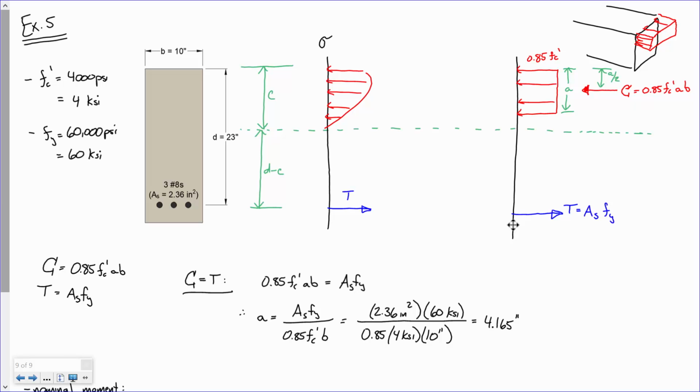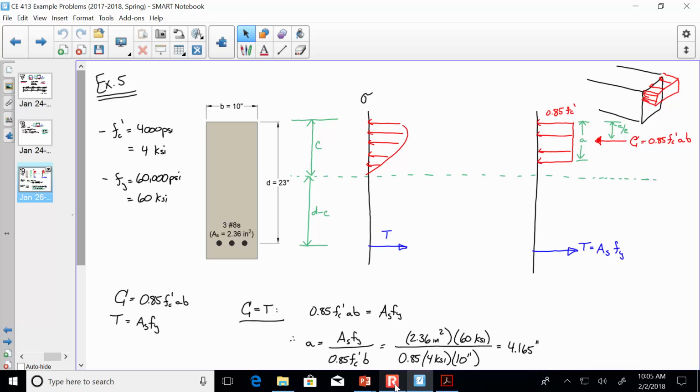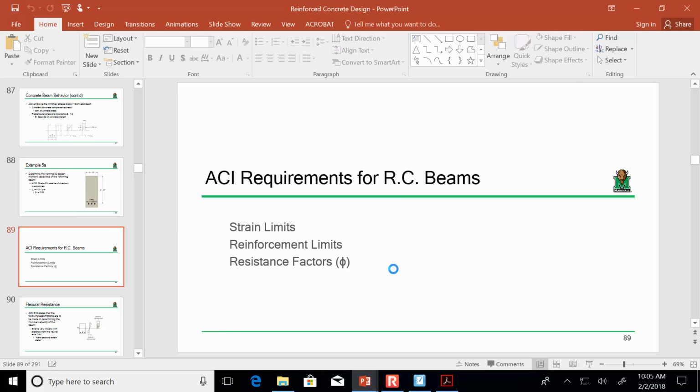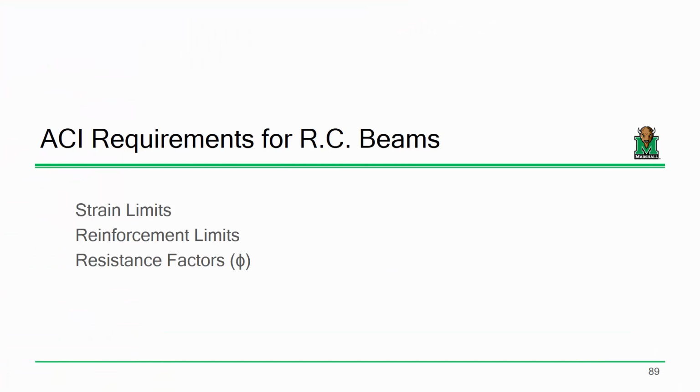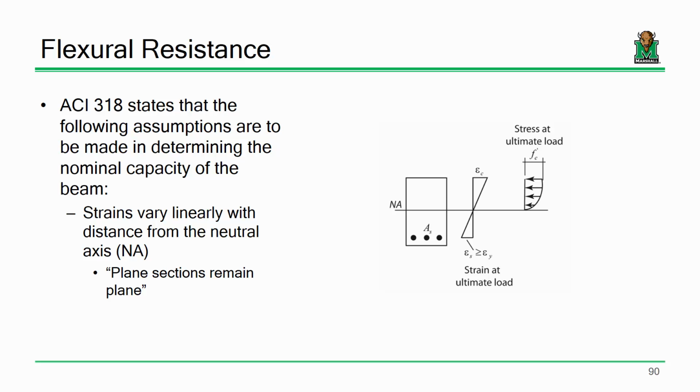Okay, so what I want to do is take a step back. I want to talk a little bit about some specific ACI provisions. I do this on purpose. I don't like to just throw it all at you all at once. I like to compute the capacity, then take a little bit of time, talk about the ACI provisions, and then come back to it. So let's look at ACI requirements for beams. What we're talking about are limits on strains, limits on reinforcement, and resistance factors, and what have you. So we'll take this one step at a time. Let's keep this simple, okay? Let's start off with basics.